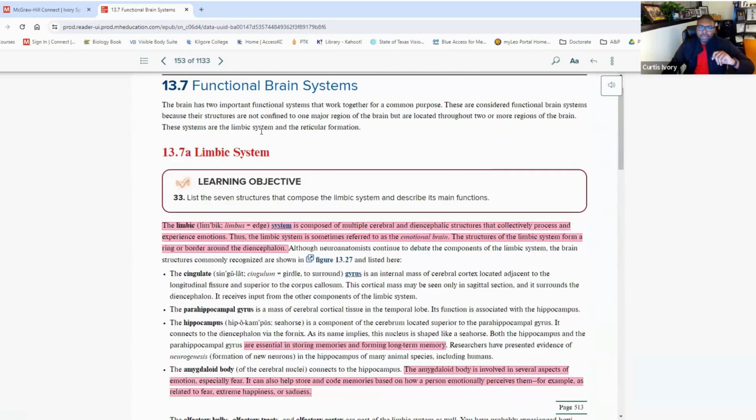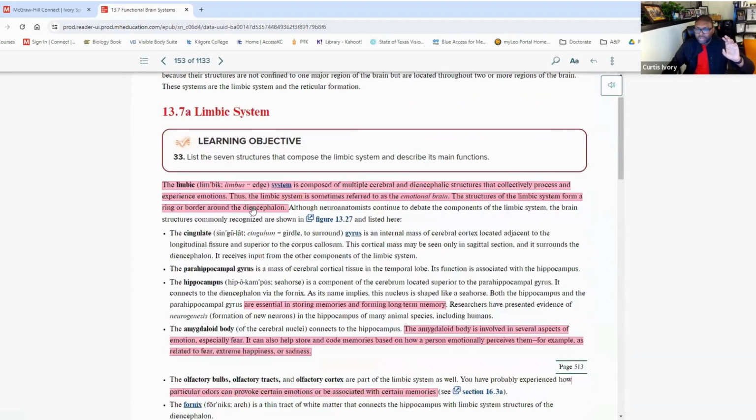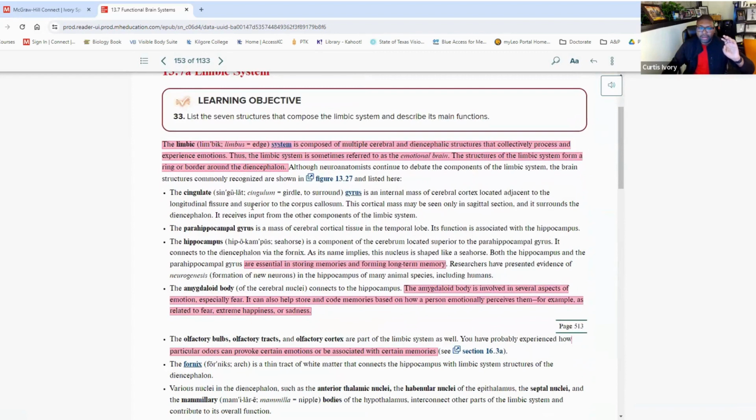So the limbic system is essentially an area of the brain made of several structures that process and experience emotions. In this region, you have what's called the amygdaloid body.